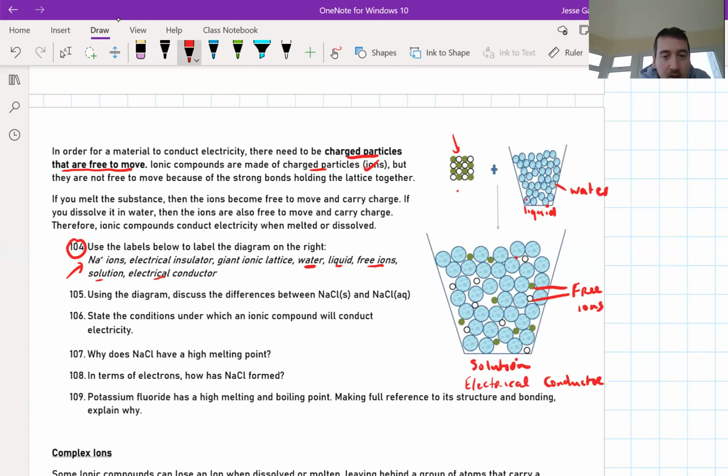What else have we got? Giant ionic lattice. That's here. Electrical insulator, that's also here. And actually, both of these things are electrical insulators, not just one of them, both of them. So that's that one gone. Sodium ions. Well, that's probably here, Na+ ions. But I also have Na+ ions in the green ones up here. So these are both ions, it's just in the bottom one, they're free to move. All right, I think that's all of the labels covered.